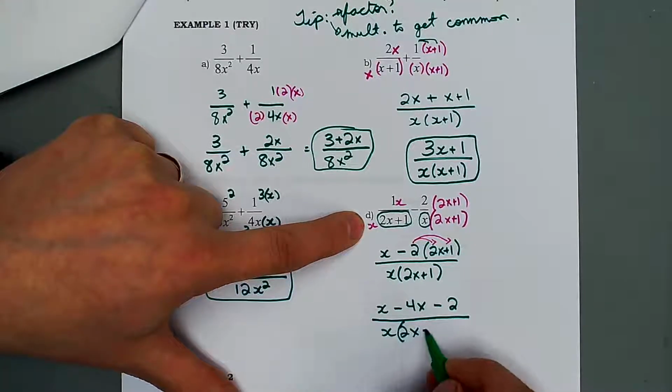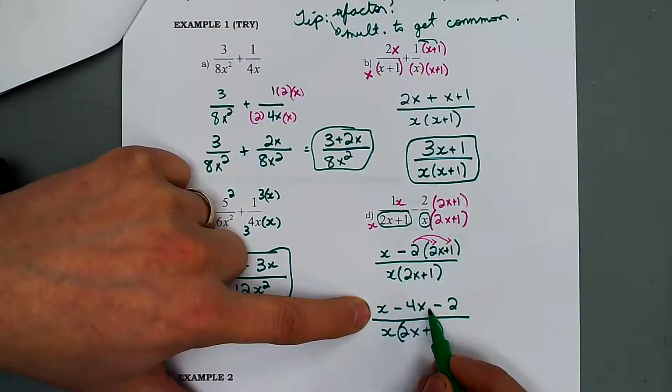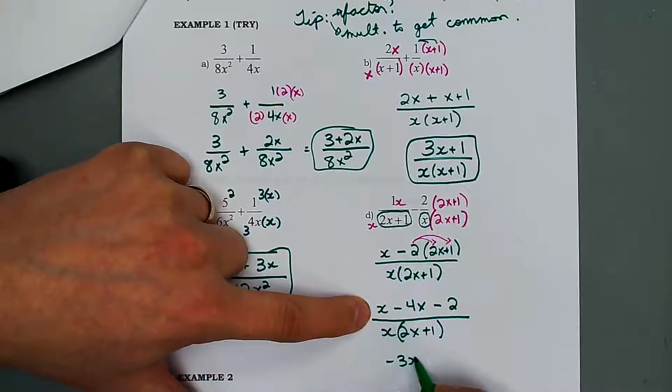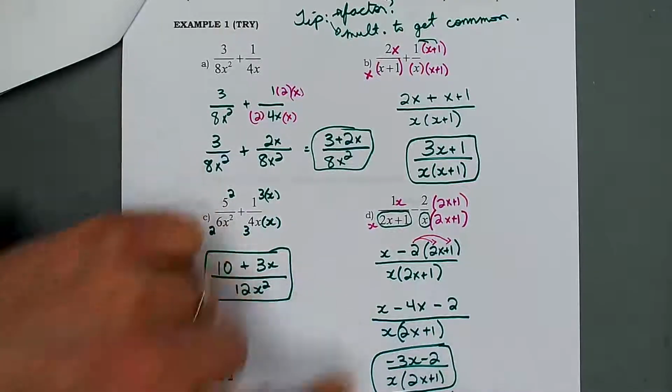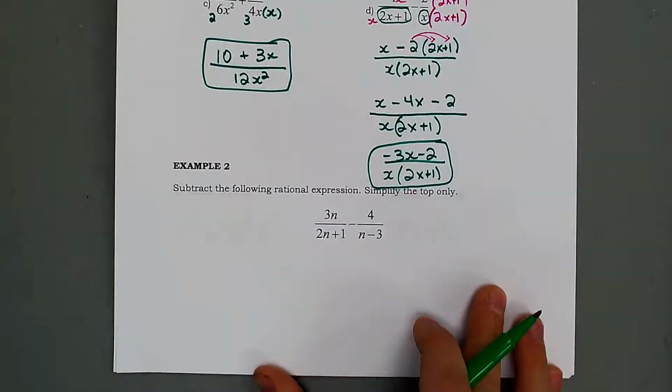It does tidy up a little bit further on the top. 1x minus 4x is a negative 3x minus that 2 over x times 2x plus 1. Lots of opportunities for some small mistakes.